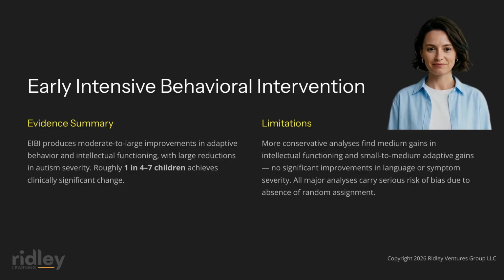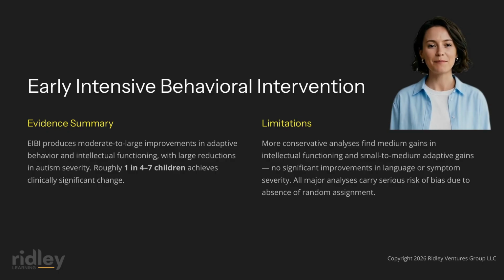Roughly 1 out of every 4 to 7 children receiving EIBI achieved clinically significant change, which translates to a meaningful treatment yield in practical terms, and treatment intensity was a significant predictor of benefit within the IPD model. However, Eckes and colleagues' 2023 meta-analysis published in BMC Psychiatry reached a more tempered conclusion, finding medium improvements in intellectual functioning and small to medium improvements in adaptive behavior, both just reaching statistical significance versus minimal or no treatment, but no significant improvements in language, symptom severity, or parental stress.